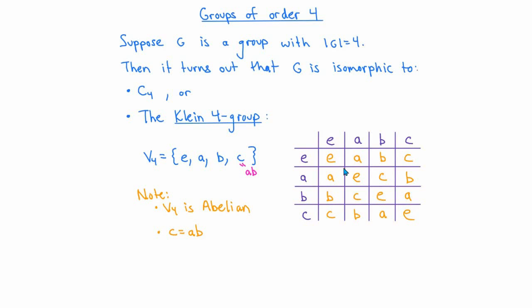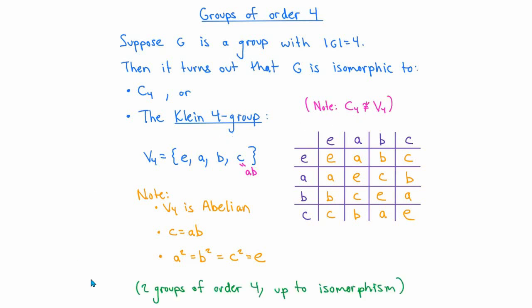Finally, you might have noticed that the main diagonal consists entirely of identity elements. And if you think about what that means, it means that A squared, B squared, and C squared are all equal to the identity element. That implies in particular that none of the elements of this group are generators for the group. So the group is not isomorphic to the cyclic group of order 4.